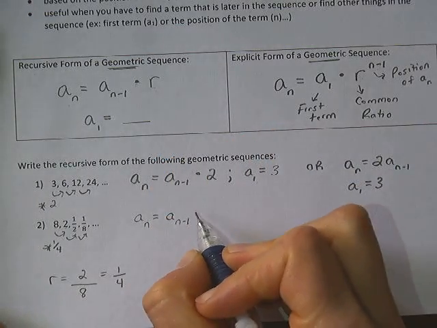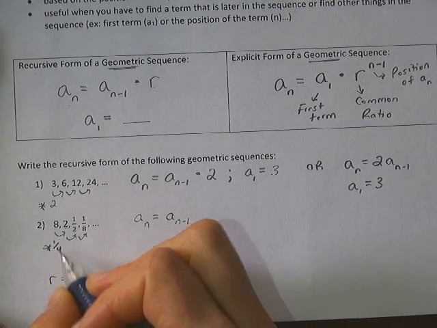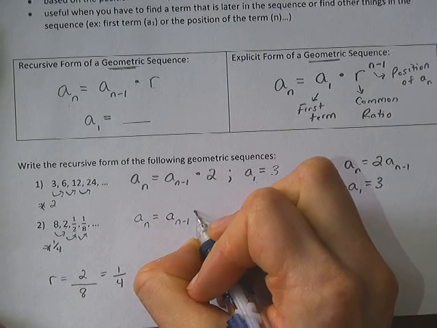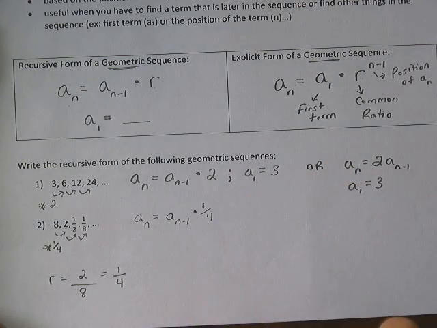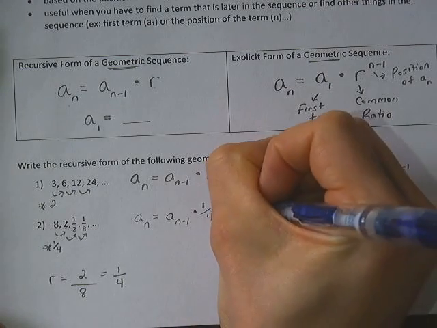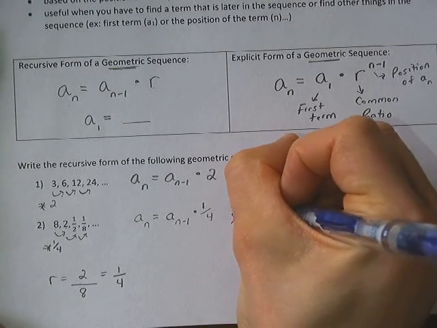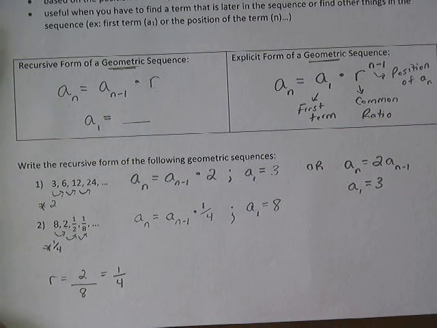And then you have to think, okay, what am I doing from one term to the next? Well, in these problems, I'm multiplying by a number. So you just have to tell what number I am multiplying by, and that would be 1/4. And then don't forget, you always have to put your first term in your sequence. So the first term in that problem is 8.